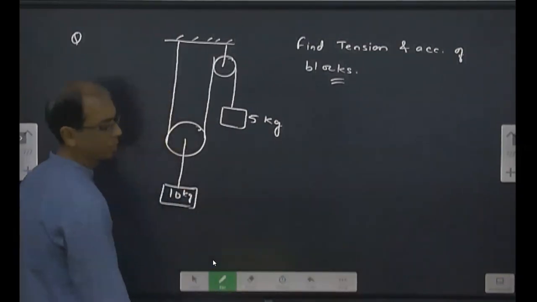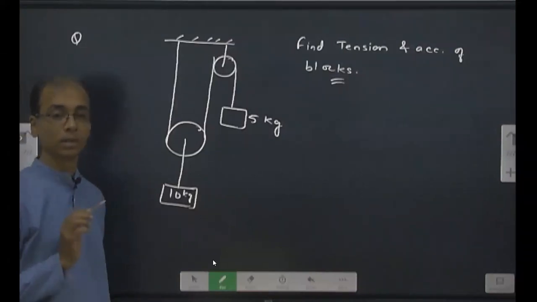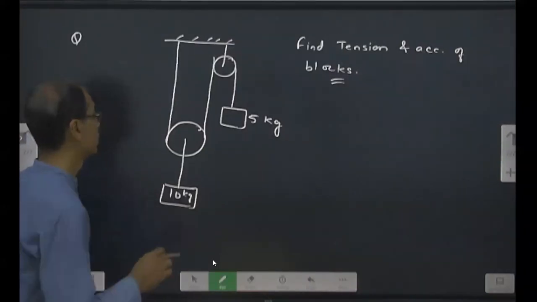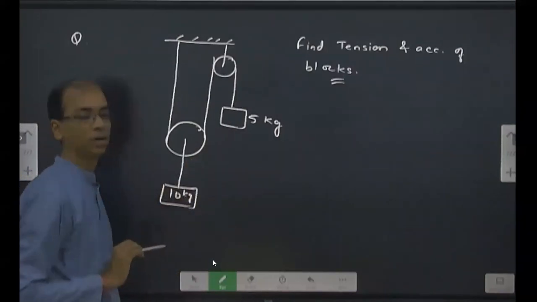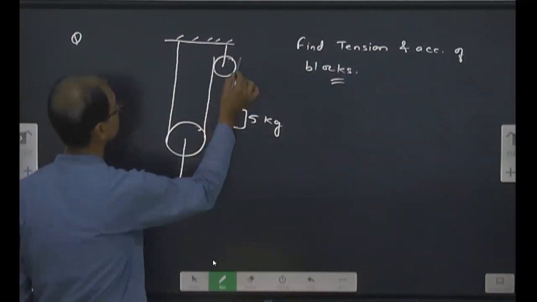This constraint equation is involved in this one. Decide. Is constraint involved? Is acceleration of these two blocks same or different? Think. The question should come in your mind. There are two pulleys.